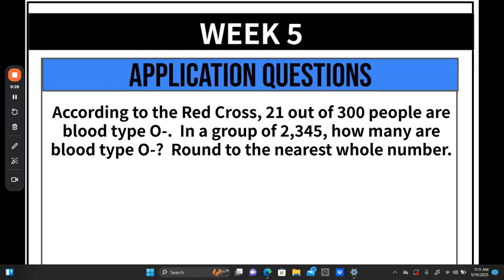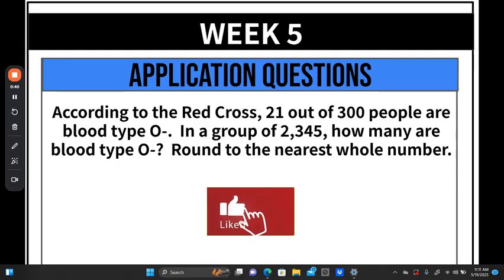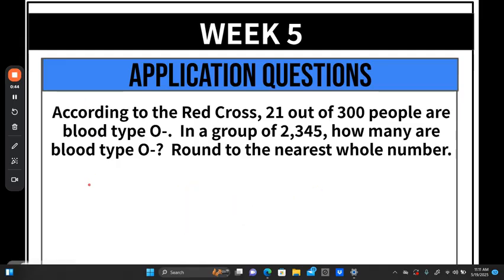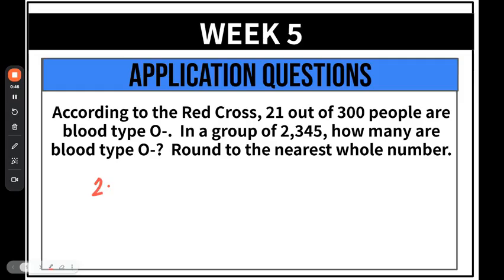Okay, so in this question we're going to be setting up what's called a proportion. And a proportion is just a fancy way of saying two fractions that are set equal to each other. So let's start with what we know. Well, we know that 21 out of a total 300 are going to be blood type O negative. So let's set that fraction up first. And just as a helpful hint, total is always going to be on the bottom.